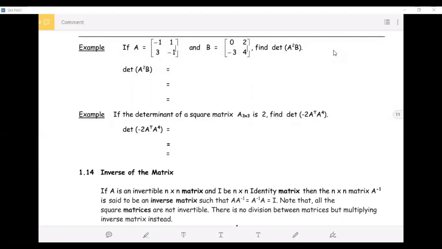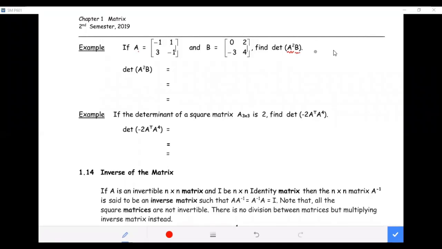So here you have your A, and that's your matrix B. I want you to find the determinant of A squared B. You have two options. Option number 1: you find A squared, and then multiply it with B. So you have to do at least three steps. Step 1, you multiply A with A to get A squared. Step 2, you multiply that A squared with B to get A squared B. And step 3, you find the determinant.